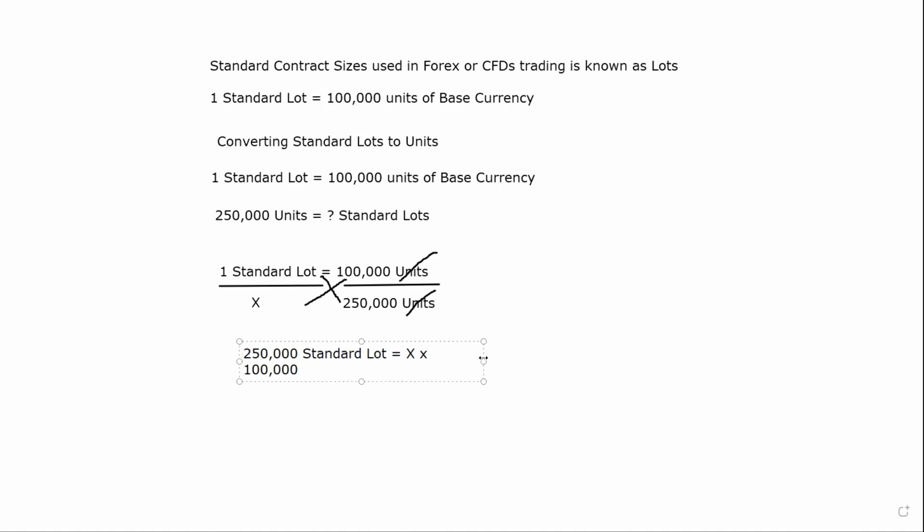Okay. So this is what we got. All right. Now we have to figure out the value of X. So the X is multiplying by 100,000. So once it goes over there, it will be divided. So it's very simple. We're going to just write it down again.